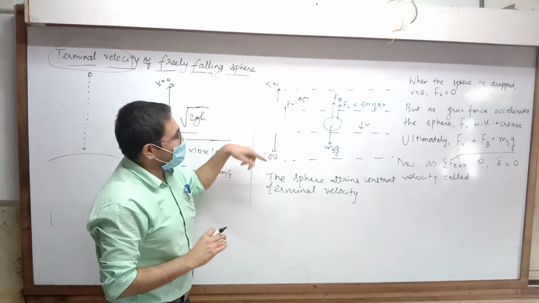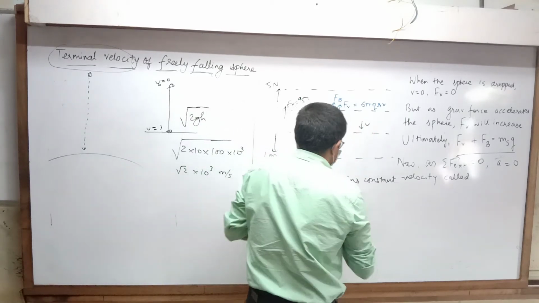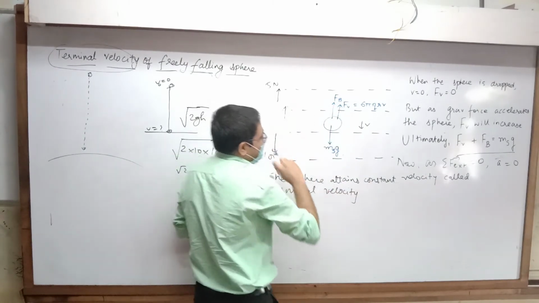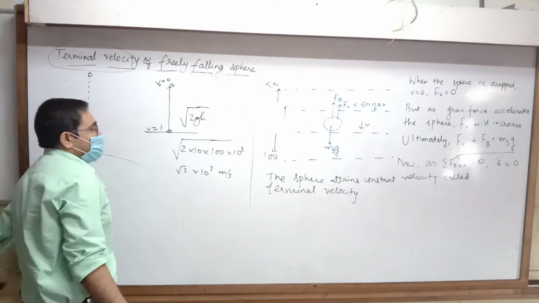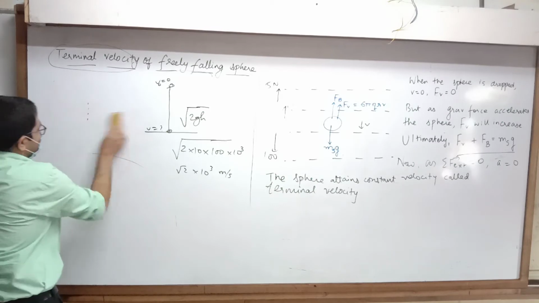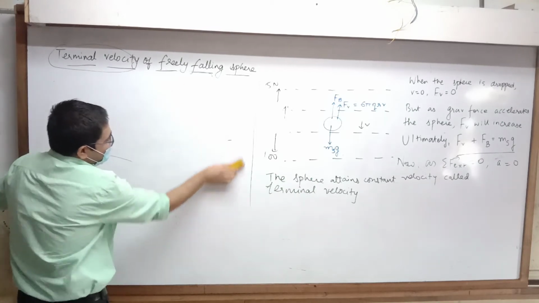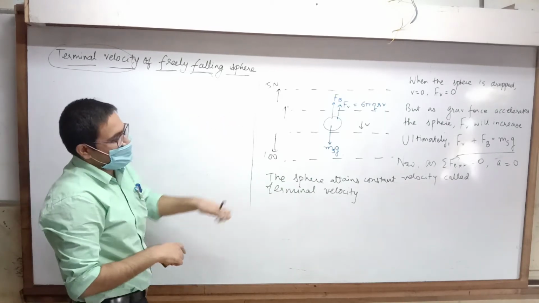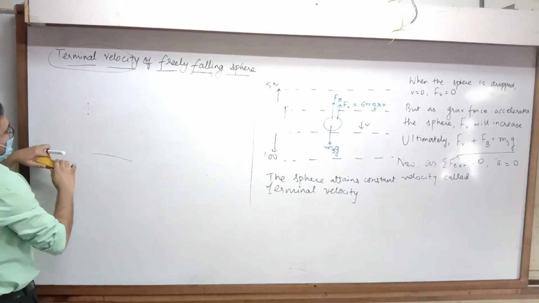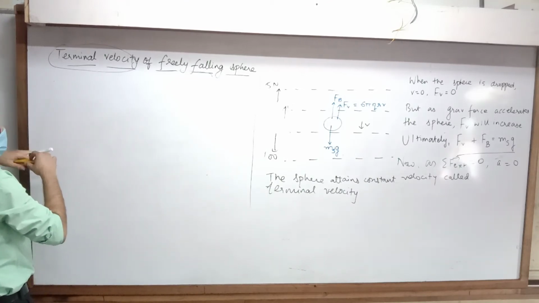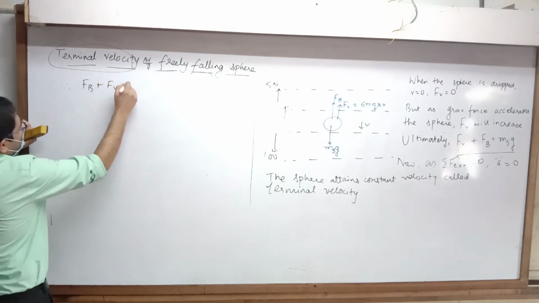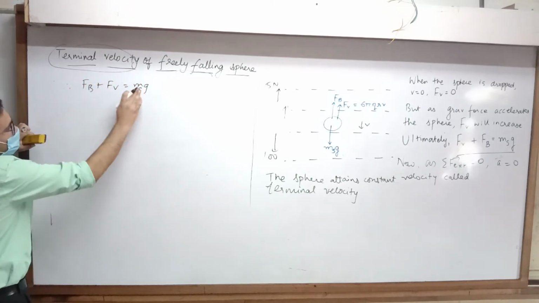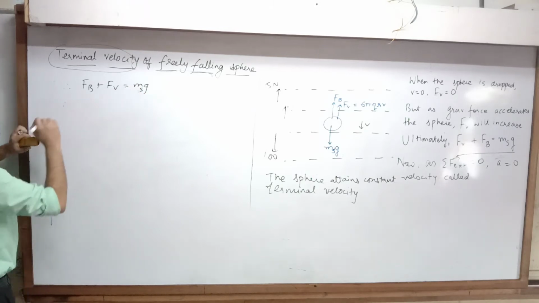Okay, so we are going to find out how much that speed is. When the object attains maximum or constant speed, how much speed is that? One thing we know from this FBD: how much is the acceleration? It is 0. So that means Fb plus Fv should be equal to mg.